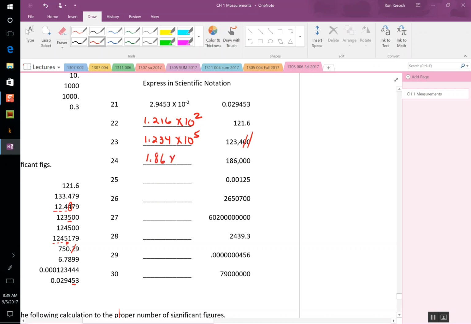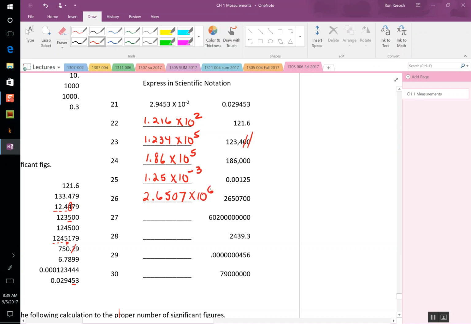All right, number 25, someone else. 1.25 times 10 to the minus what? 3. Okay. All right, number 26, someone else. 2.6507. Okay, we're going to drop those 2 zeros. And how many places did we move it?